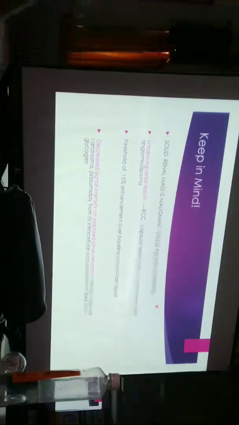otherwise. Enhancing renal lesions may be seen with renal cell carcinomas, oncocytomas, leiomyomas, or AML. Generally, a threshold of 15% enhancement over baseline pre-contrast is helpful. A decreased signal on opposed-phase imaging can be seen with renal cell carcinoma, sometimes due to the presence of lipid, whenever the mass is quite large.